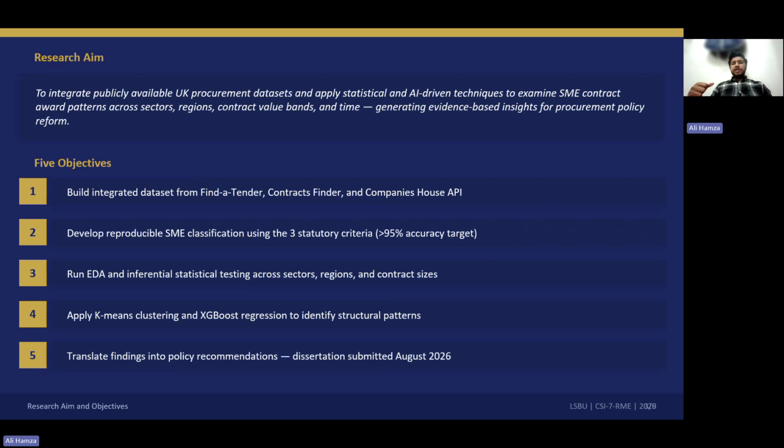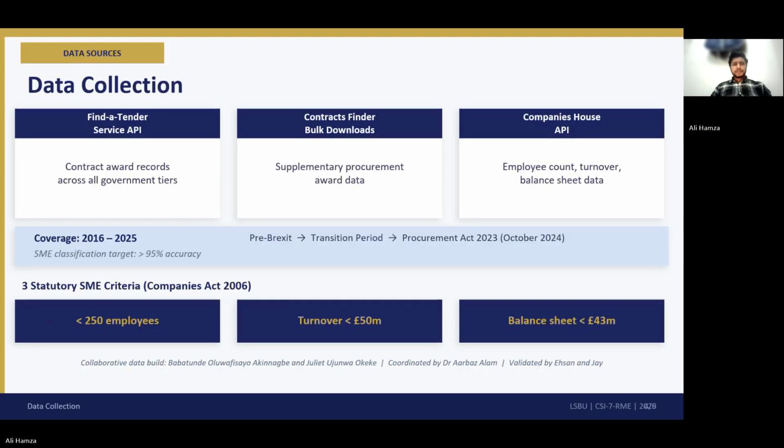Then we will translate the findings into policy recommendations, and then we will submit our dissertation in August 2026. How are we going to collect the data?